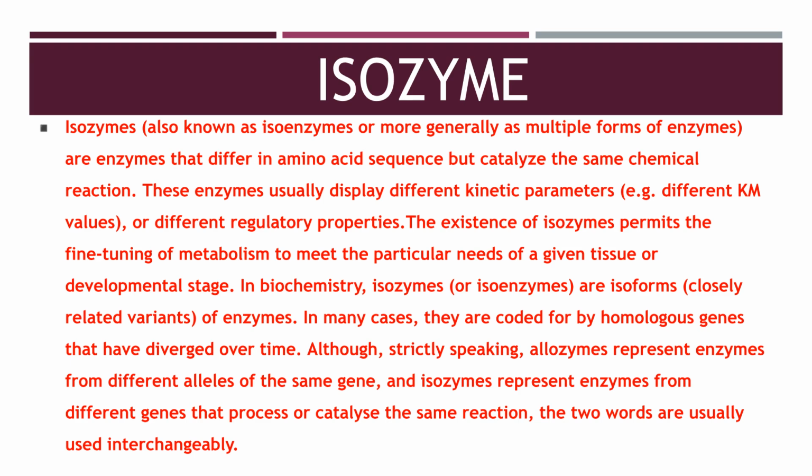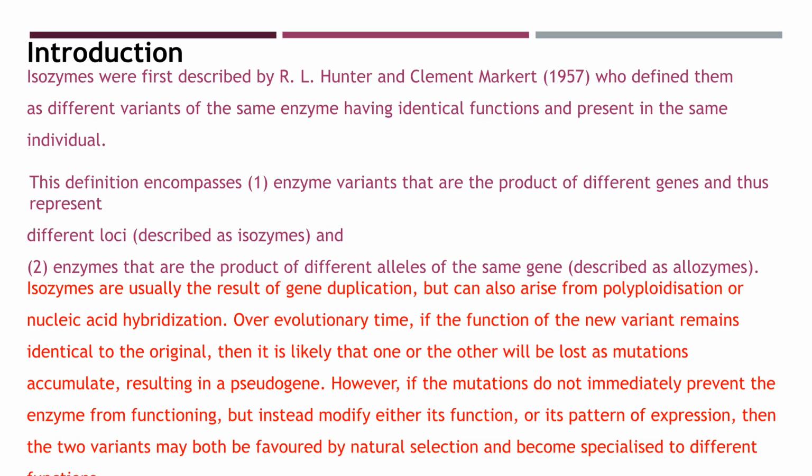Isozymes, or isoenzymes, are enzymes that differ in amino acid sequence but catalyze the same reaction, often showing different kinetic or regulatory properties. They fine-tune metabolism to meet tissue or developmental needs. Allozymes are variants from different alleles of the same gene, while isozymes are from different genes, but the terms are often used interchangeably. Isozymes were first defined by Hunter and Markert in 1957 as different variants of the same enzyme with identical functions in the same individual.